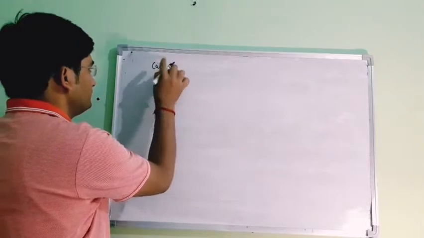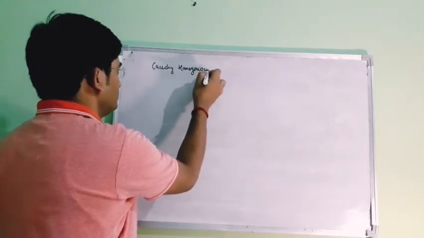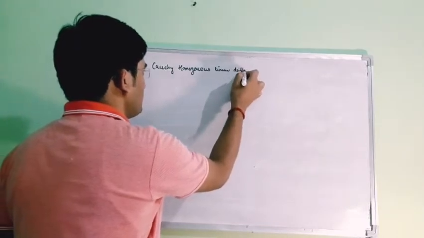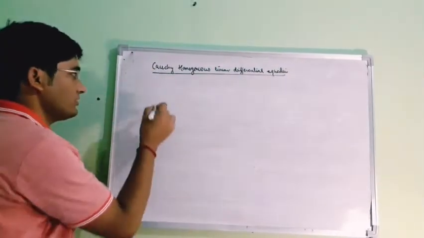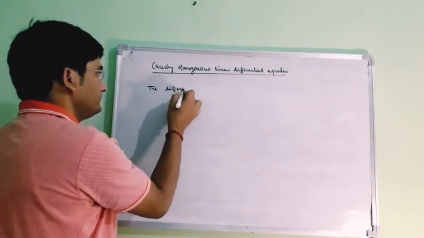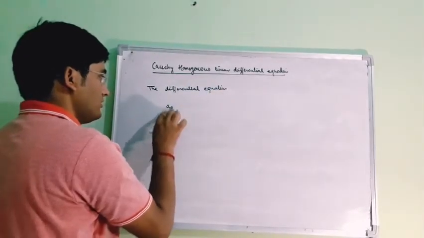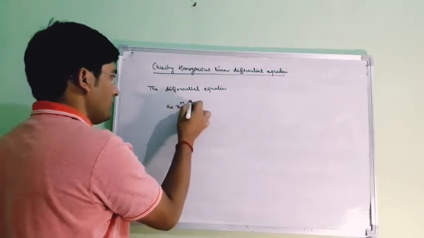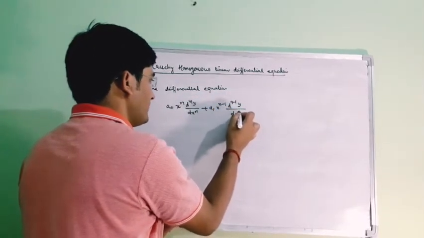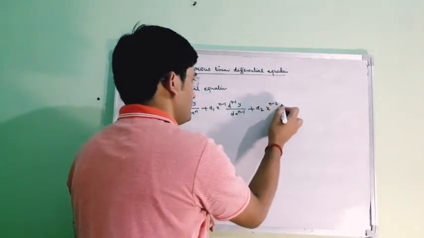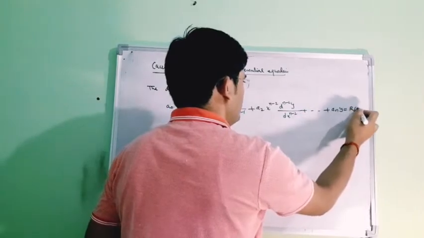So, Cauchy homogeneous linear differential equation. The differential equation a naught x power n into d^n y upon dx^n plus a1 x power n minus 1 d^(n-1) y upon dx^(n-1) plus a2 x power n minus 2 d^(n-2) y upon dx^(n-2) plus and so on, up to an y, equal to some function of x.